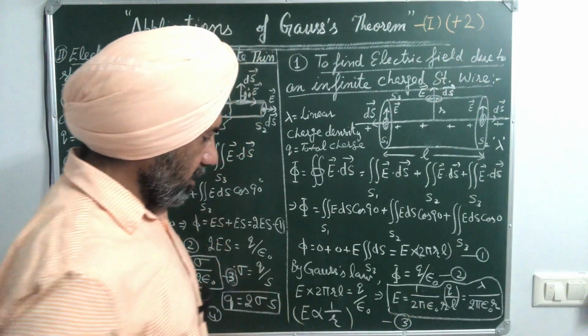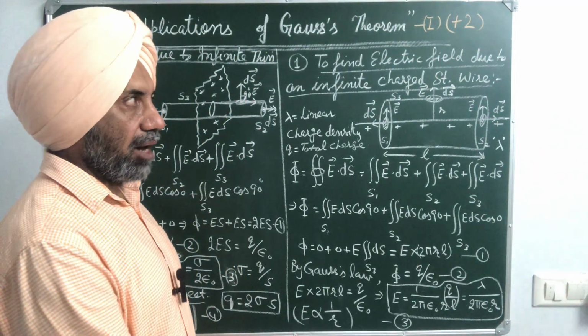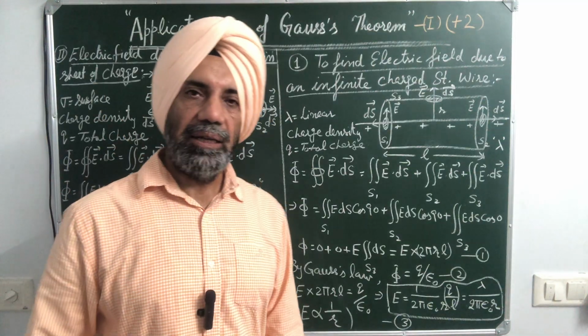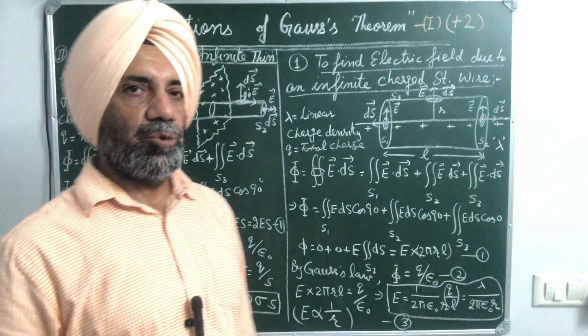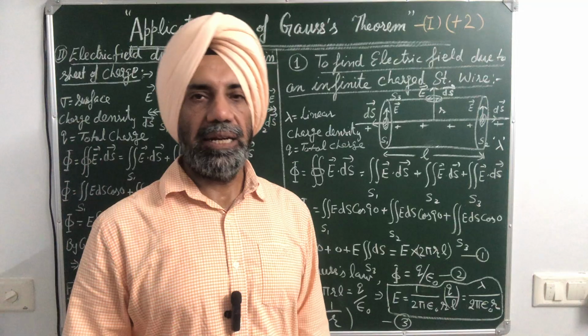As lambda is constant, it means E is inversely proportional to R. So it means the electric field decreases as we move away from the wire in any direction.